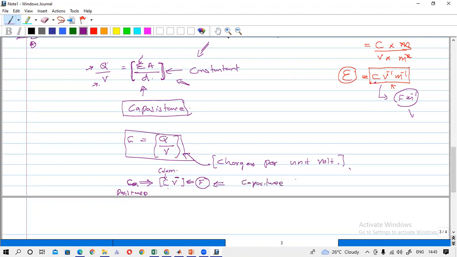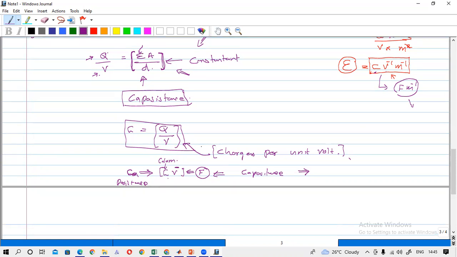For a different capacitor, you will have a different capacitance value. 30 microfarad, 10 millifarad, 10 picofarad. Likewise, you will have some value for different capacitance. So I think that is clear.